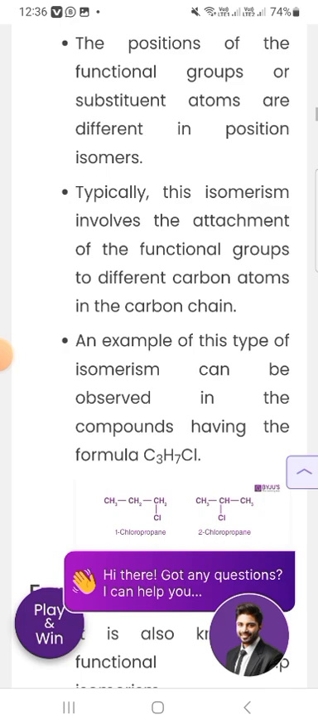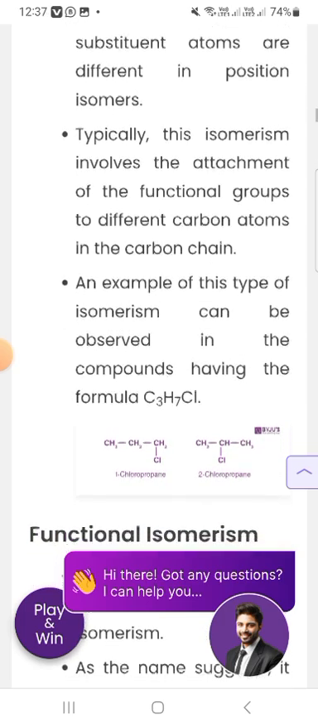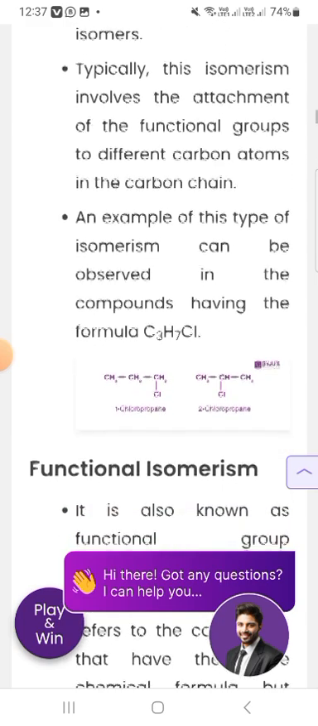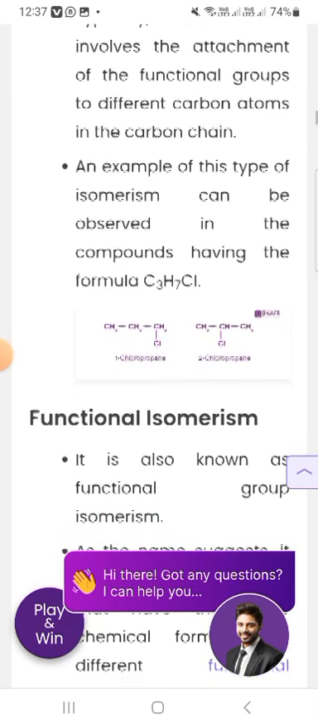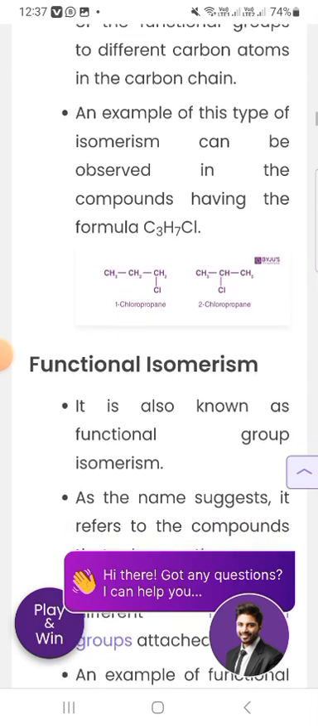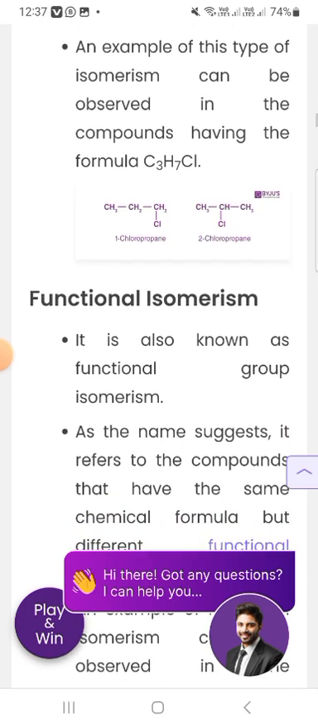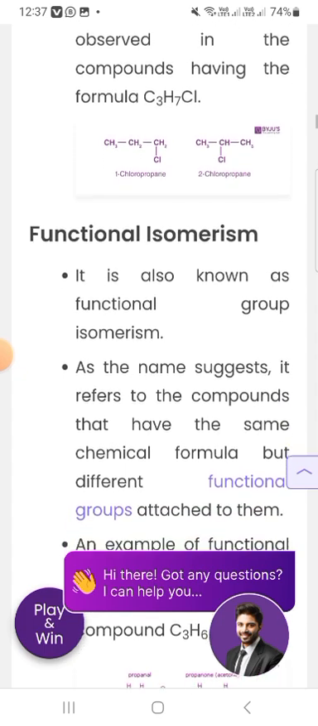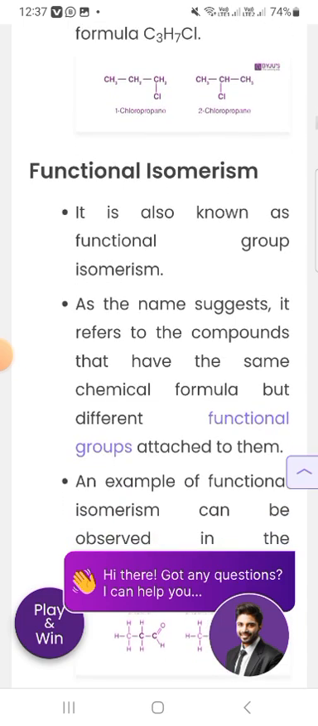In position isomers, the position of the functional group or substituent atoms is different, and typically this isomerism involves the attachment of functional groups to different carbon atoms in the carbon chain. An example of this type of isomerism can be observed in compounds having the formula C3H7Cl.